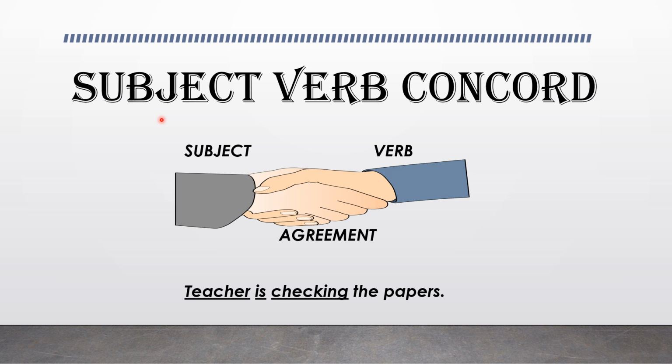Today we are going to do a fundamental concept in English grammar, that is subject verb concord. Subject verb concord ensures that the subject of a sentence and the verb associated with it agree in number. This means that if the subject is singular, the verb must be singular, and if the subject is plural, the verb must be plural.